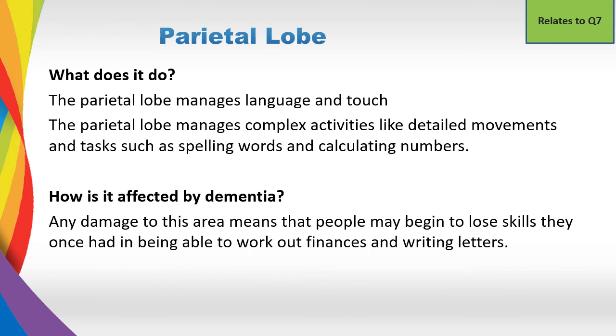So the parietal lobe, what does it do? It manages language and touch. It manages complex activities like detailed movements and tasks such as spelling words and calculating numbers. So how can this be affected by dementia? If there's any damage to this area, people may begin to lose skills that they once had, in, say, being able to work out finances or writing letters.